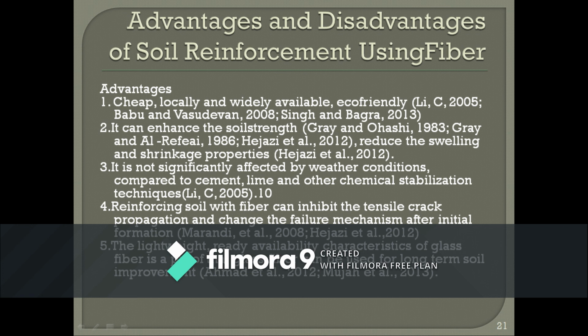So let us see what the advantages are. Cheap, locally and widely available, eco-friendly. This is with respect to our normal natural fibers like jute, bamboo, coconut, palm, all these. One is giving tensile strength, the other one is giving compressive strength. So in those ways, these are very cheap materials and they are locally available materials, biodegradable materials, eco-friendly materials. Because of all these properties, we are finding its use in soil reinforcement.